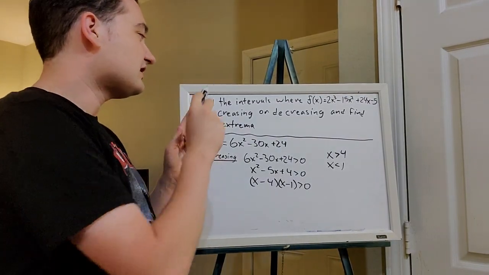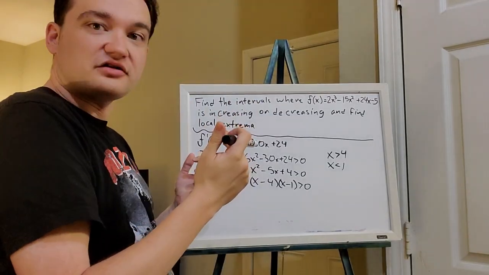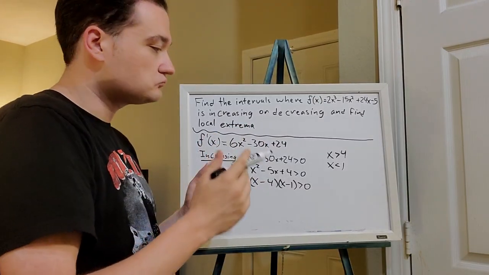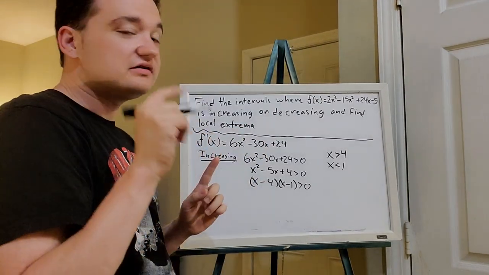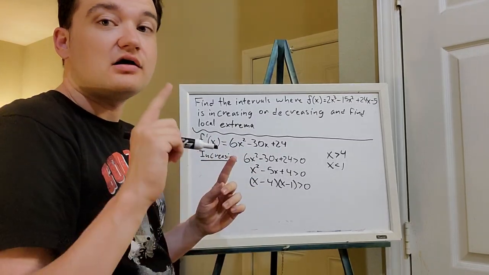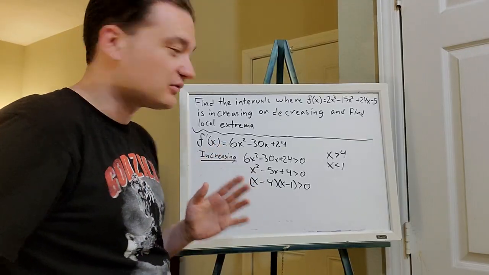So where is our function increasing? Where x is bigger than 4 and x is less than 1. Cool. We could factor this and do the same thing for decreasing, but another way we could do this is with a table or a number line.